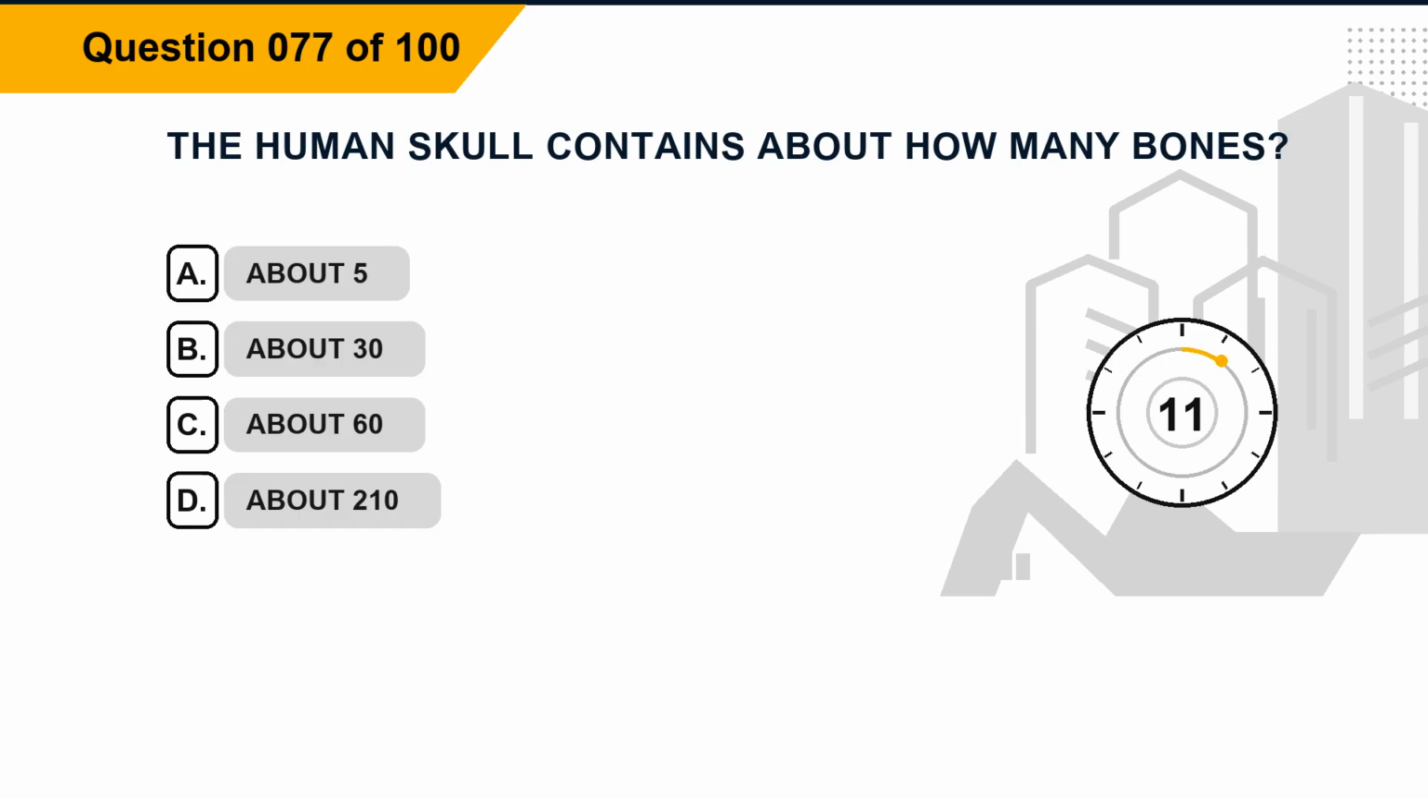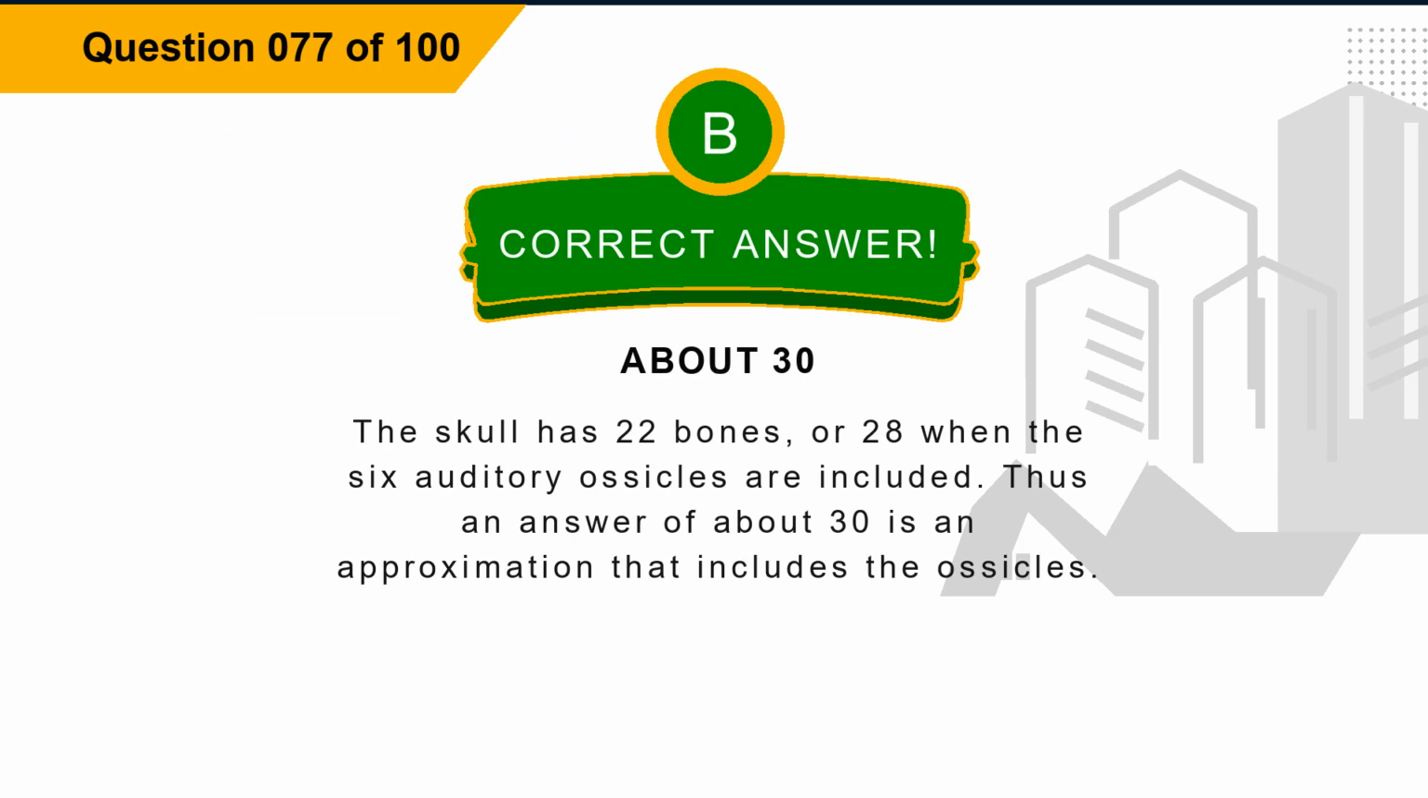Question 77. The human skull contains about how many bones? Option A, about 5. Option B, about 30. Option C, about 60. Option D, about 210. The correct answer is option B, about 30. Explanation. The skull has 22 bones, or 28 when the 6 auditory ossicles are included. Thus an answer of about 30 is an approximation that includes the ossicles.